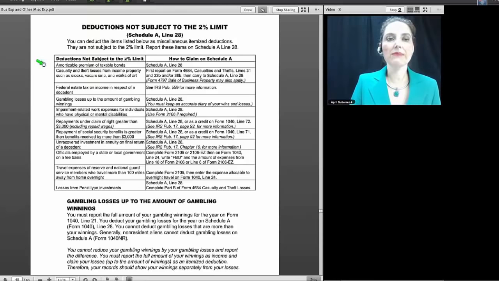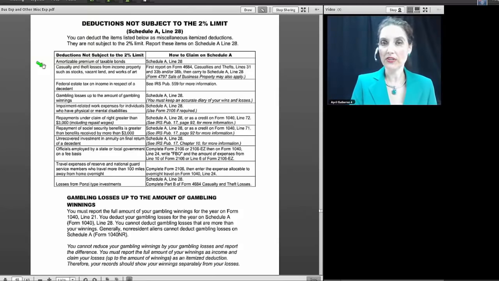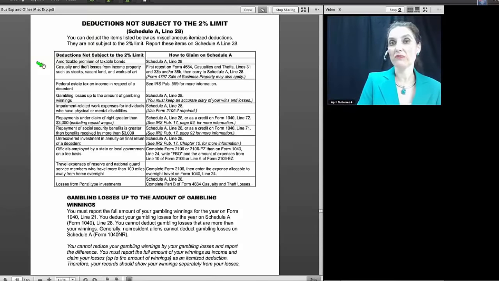Firstly, we have amortizable premiums of taxable bonds. We also have casualty and theft losses from income property such as stocks, vacant land, and works of art. Now, if you have a casualty loss on personal property, that is subject to a 10% limit and is claimed on Schedule A. But if the casualty loss is related to income-producing property, but it is not property that would be considered business like a rental property or self-employment, but it is income-producing property, then it is deductible on Schedule A, not subject to the 10% limit, the 2% limit, or any limit at all. It would be subject to a 0% limit.